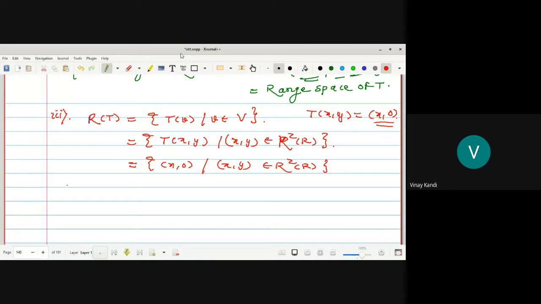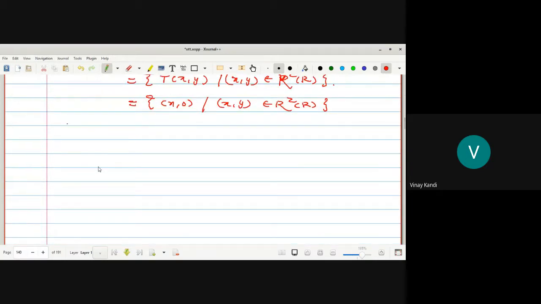Now the next type of transformation is the singular transformation. What is meant by singular transformation? The next definition is singular and non-singular transformation. We know the zero transformation, identity transformation, differential transformation, and integral transformation. Now this type is the singular transformation.